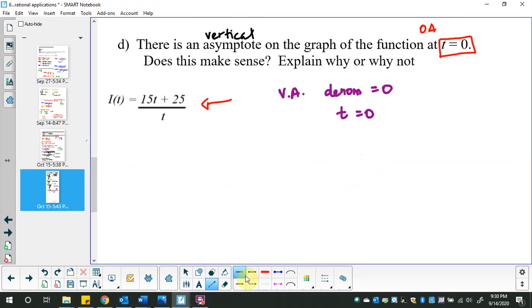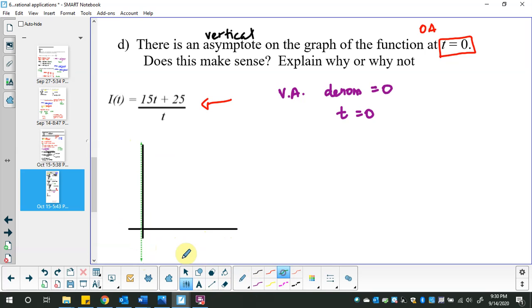So if I draw a little doodle, and I'm keeping it to quadrant 1 because quadrant 1 is where time will be positive and the investment will be positive. There is your asymptote. So the question is, does it make sense that there is an asymptote there? Explain why or why not.